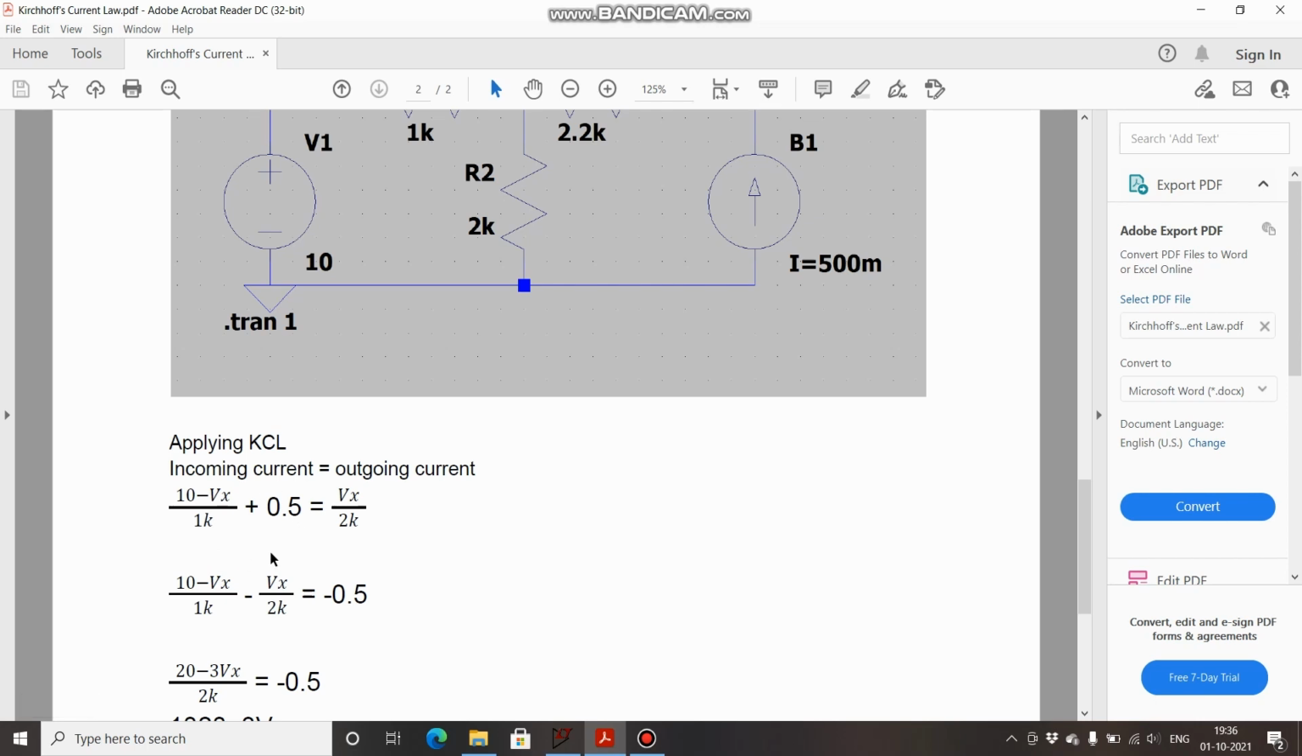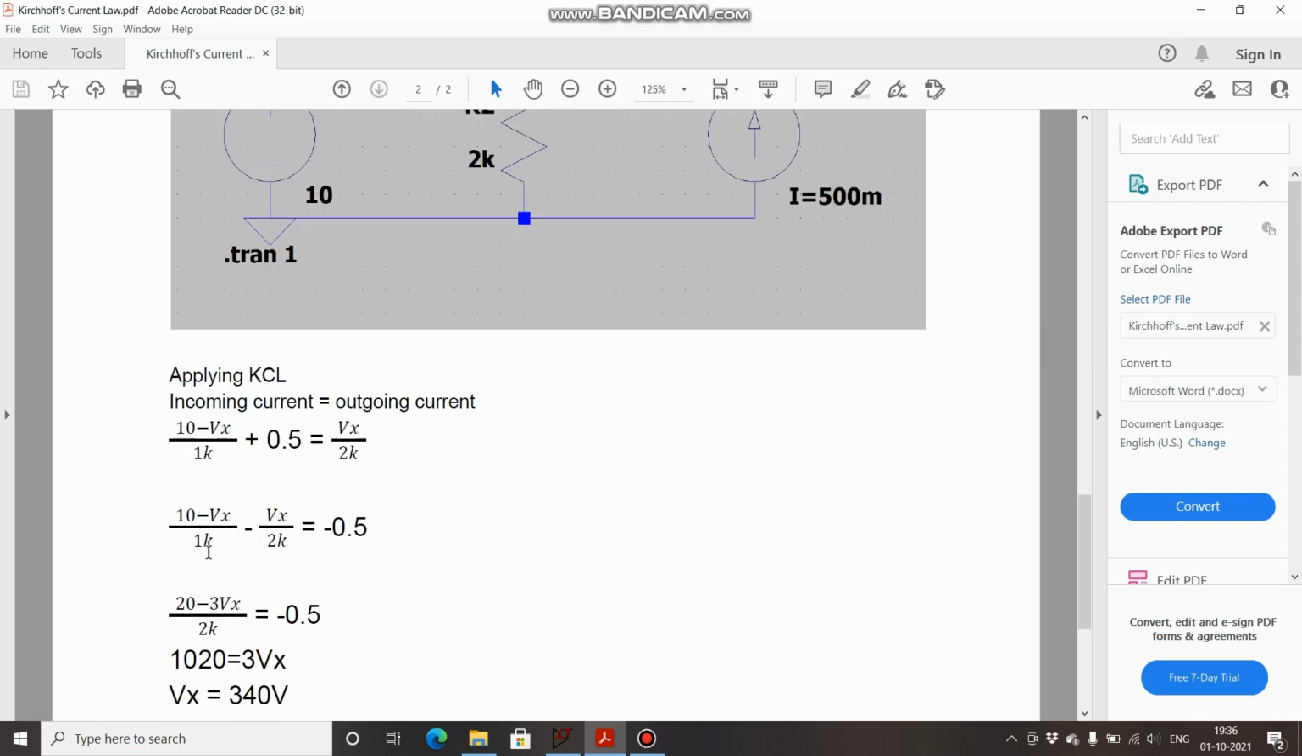If you rearrange this equation, you get (10 minus Vx) by 1k minus Vx by 2k equal to minus 0.5 amperes, since 500 milliamperes is 0.5 amperes. Just basic math: 20 minus 3Vx, all over 2k, is minus 0.5. Take this 2k, multiply it to get 1000, bring this 1000 to the left side, and on adding you get 1020 is equal to 3Vx, and finally you get Vx as 340 volts.